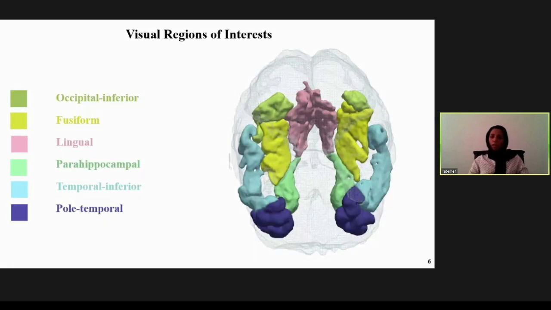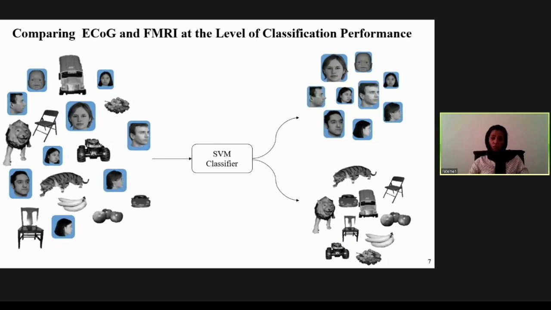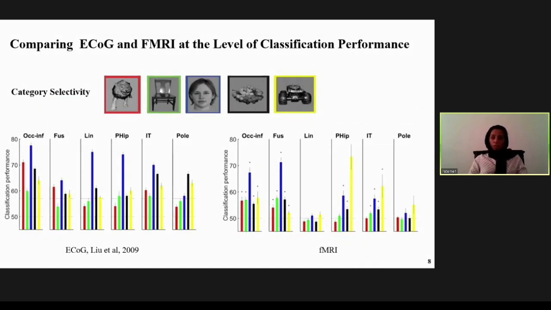To compare ECOG and fMRI data, we extracted brain visual regions in occipital inferior, fusiform, lingual, parahippocampal, temporal inferior, and pole temporal. Then, for each subject and each region, we extracted condition-specific voxel activity patterns. These are the inputs for SVM classifier to examine the category selectivity and the robustness to the scale and orientation changes in these regions. The results for ECOG and fMRI data are shown here.